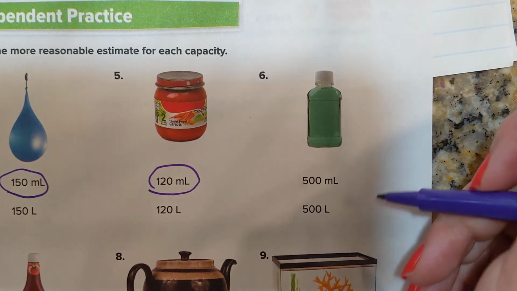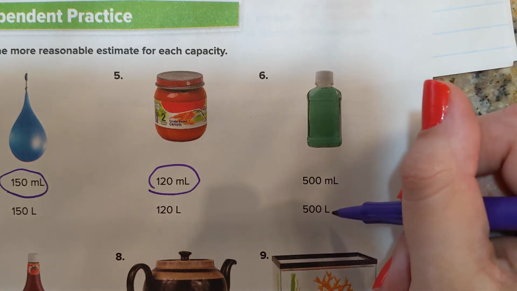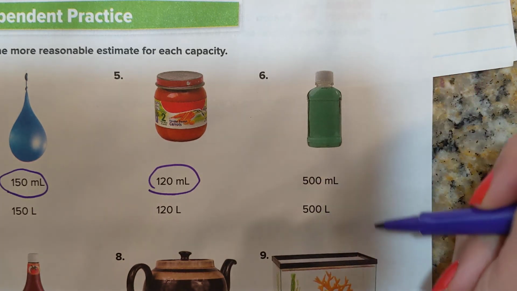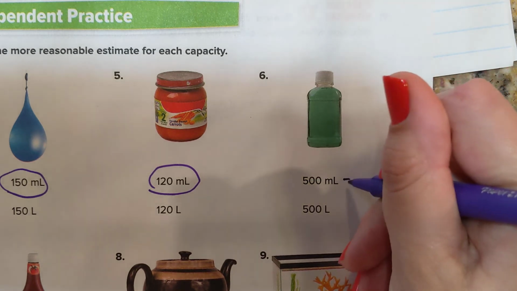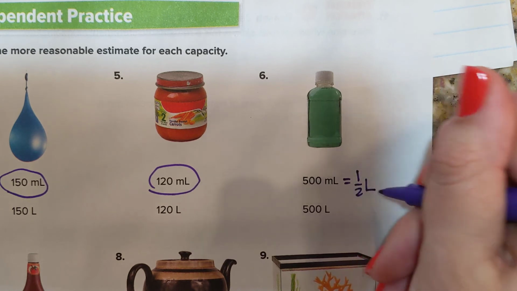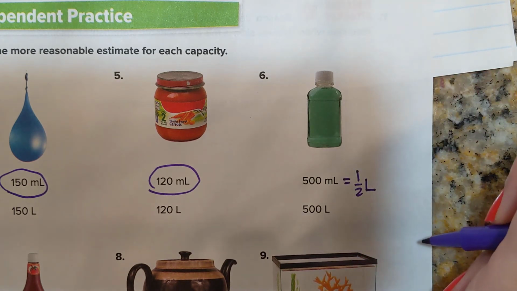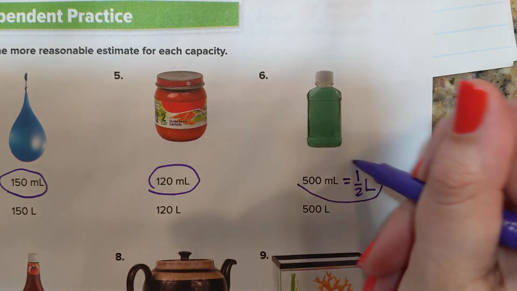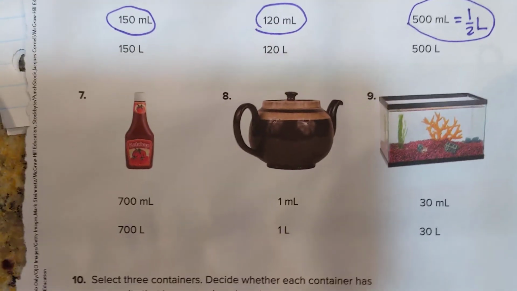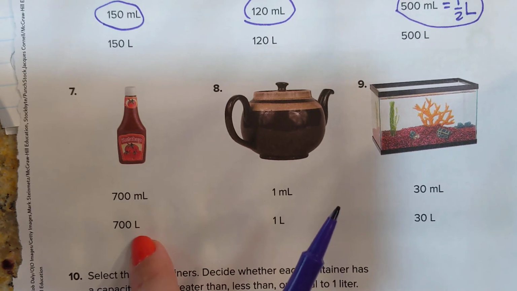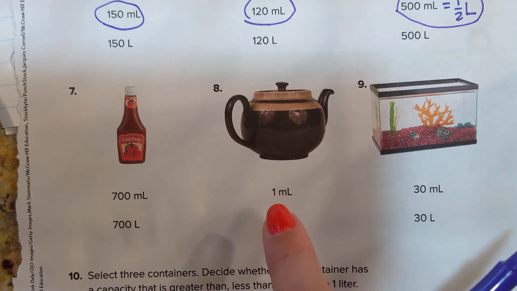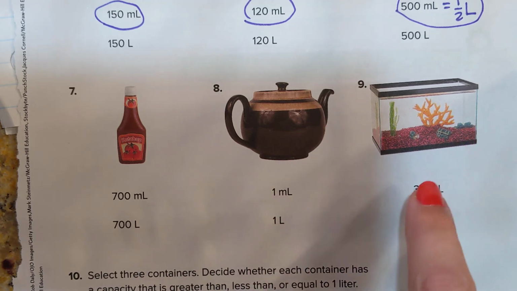Maybe mouthwash? Is that going to be 500 eyedroppers or 500 liters? This is going to be about half. 500 milliliters is going to be half of 1 liter. Half of a bottle? Does that look like half a bottle? Definitely. Okay, ketchup. 700 milliliters, 700 liters. A teapot, 1 milliliter, 1 liter. And a fish tank, 30 milliliters or 30 liters. Pause and make your guesses.